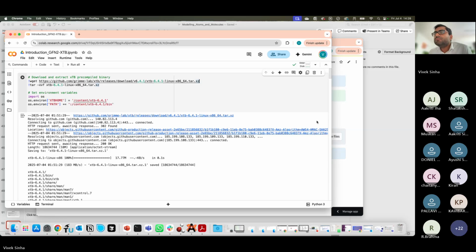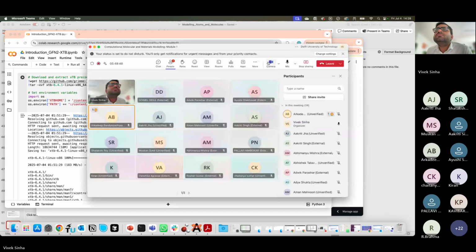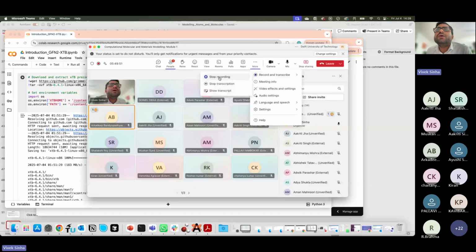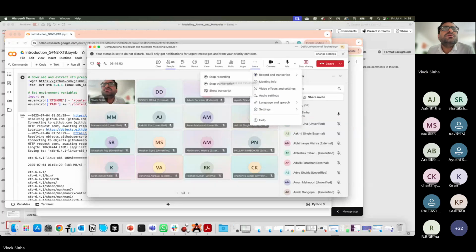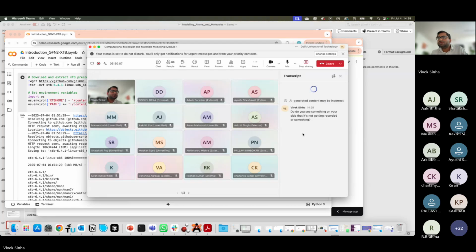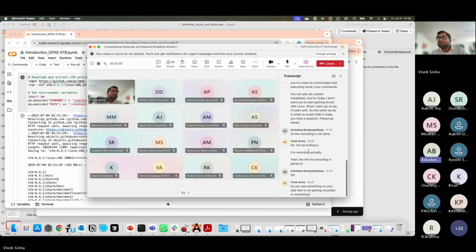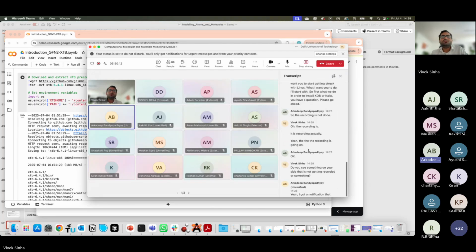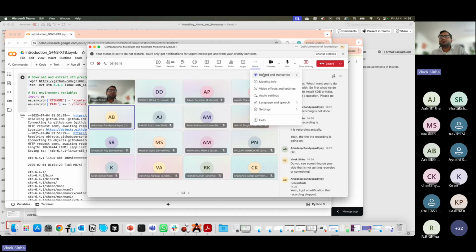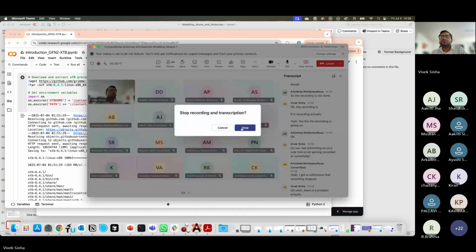So the recording is not done. Oh, the recording is... It is recording actually. Yeah, the recording is going on. Okay, sir. Do you see something on your side that it's not getting recorded? Yeah, I got a notification that recording stopped or something. Yeah, there is a problem actually. If I stop it.